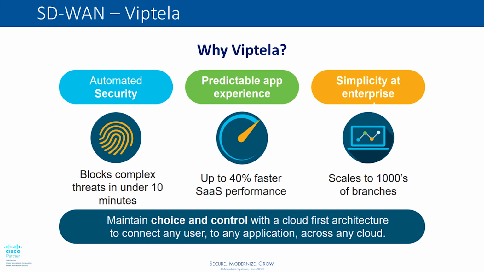So why go with Viptela? Viptela adds automated security to your WAN circuit and blocks complex threats in under 10 minutes by the integrated security infrastructure that it has behind the curtain. It has predictable application experience that can make up to 40% software as a service faster than what you currently are experiencing in your traditional WAN circuit, and it will add simplicity to your enterprise. It can scale up to 1,000 branches.